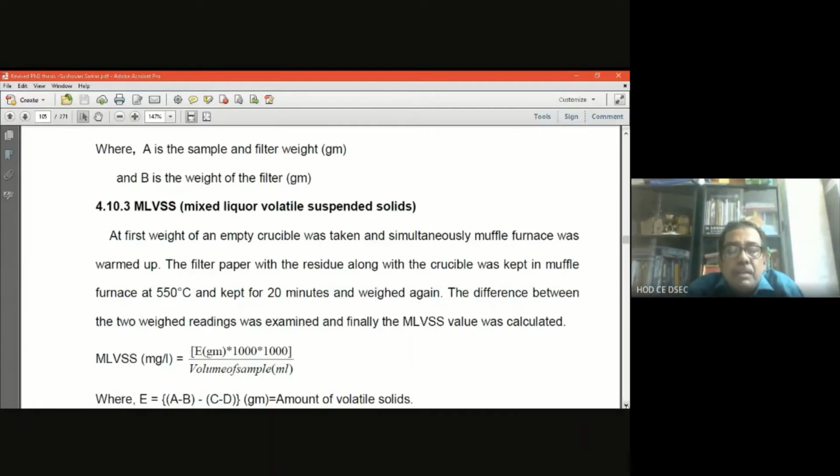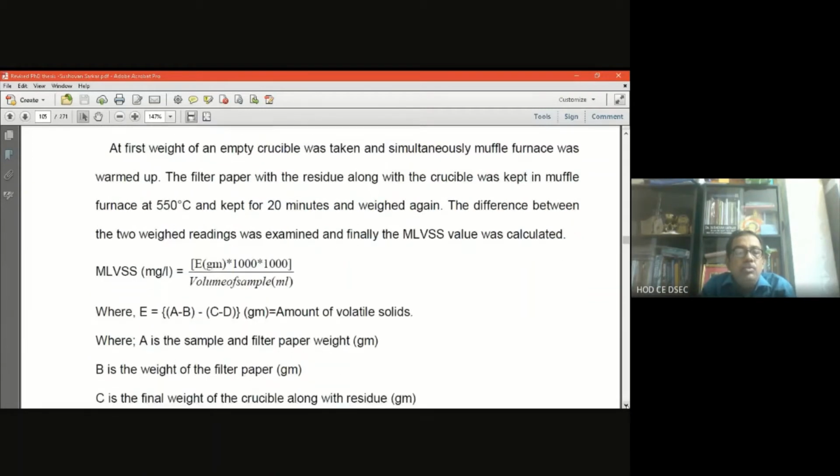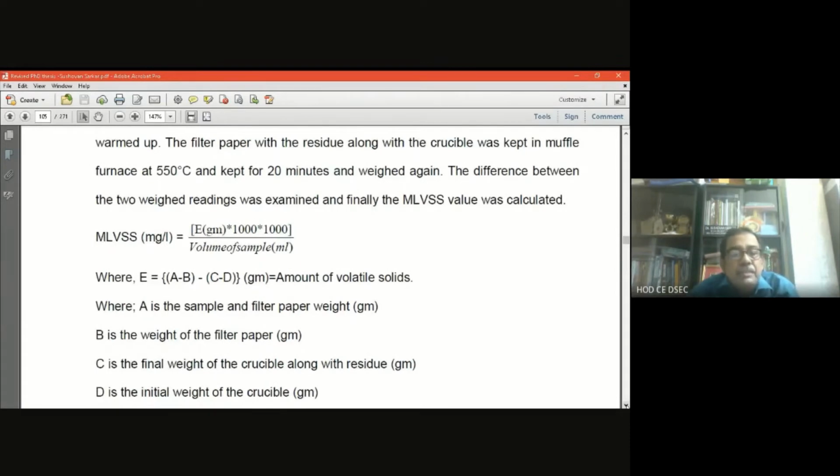Now the filter paper with the residue along with the crucible is kept in the muffle furnace at 550 degrees centigrade for 12 minutes, and weighed again. The difference between the two weighed readings is examined, and finally MLVSS is calculated. How? (A minus B minus C minus D), that is 4 parameters in the subtraction. Again I am telling, (A minus B minus C minus D) divided by the volume of the sample into 10 to the 6 will give the MLVSS.